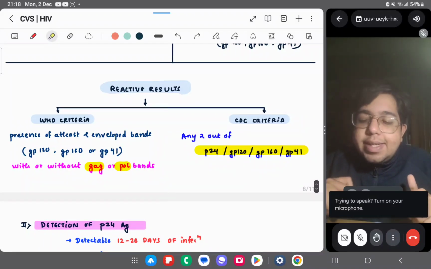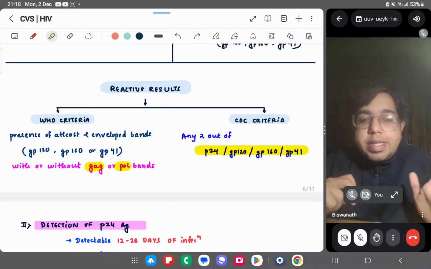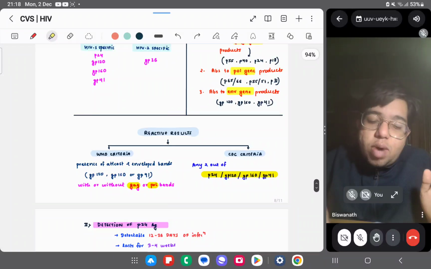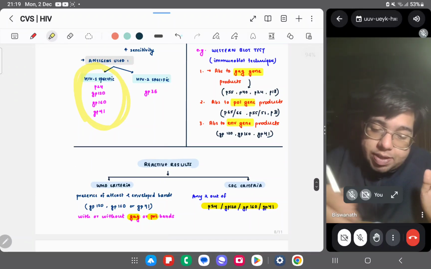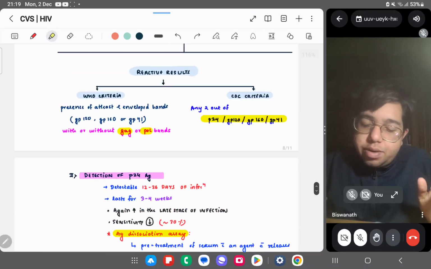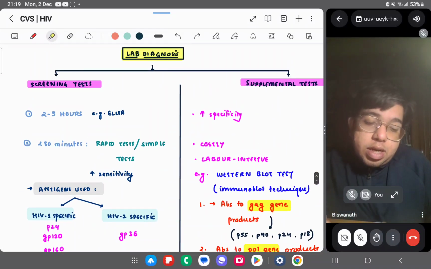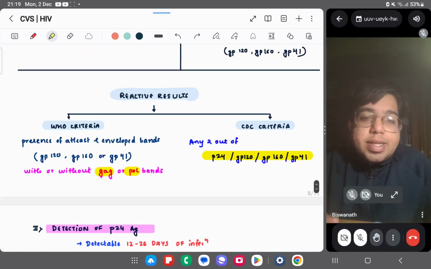And CDC says that you can have any two out of 24, 41, 120, 160. You can have any two out of these, which are HIV-1 specific. Any two. Done? So this was one of the methods, the supplemental test after the screening test.